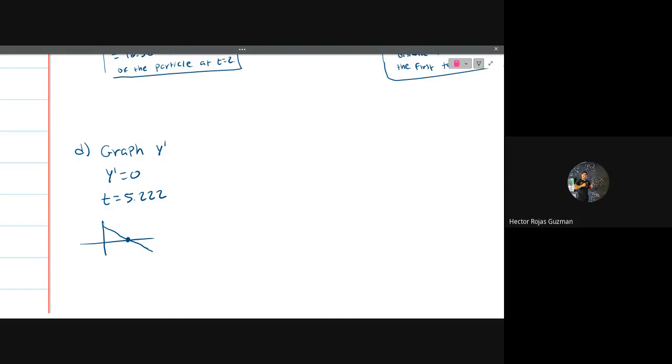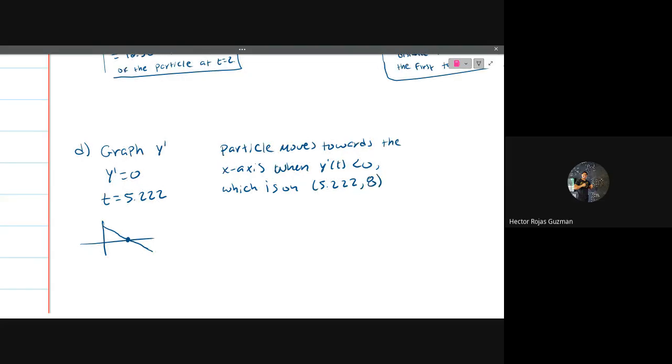So you're going to say the particle moves towards the x-axis when y prime of t is less than 0. And that happens from 5.222 all the way to 8. And that covers all of question number 2.